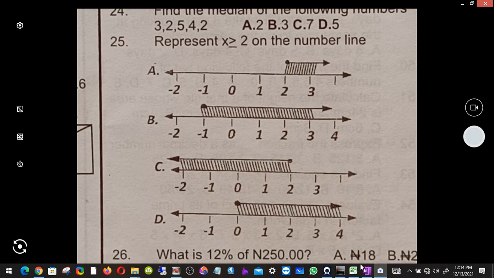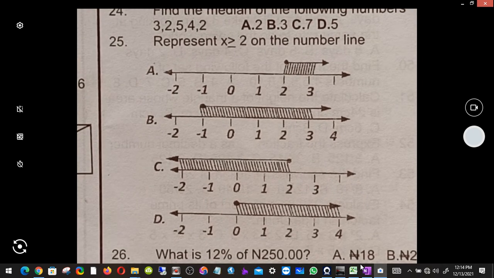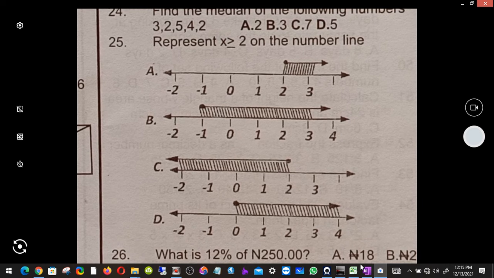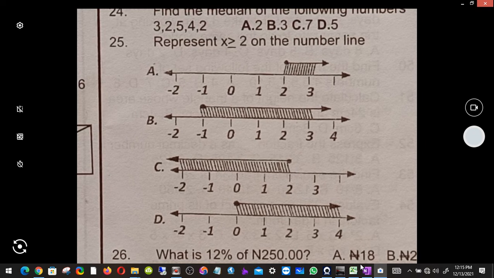Represent x greater than or equal to 2 on a number line. Which of the number lines represents that? Option A. Because this is greater than, it will point in this direction, right? And because it's 2, the person must be standing on 2, not on minus 1 or on 0. And because it's greater than or equal to, the person's head must be shaded. So that's why it's pointing this way, and this is the area represented.